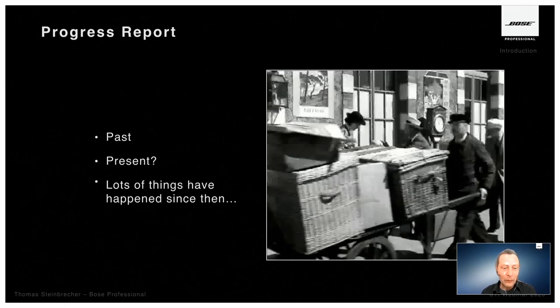Certainly lots of things have happened since 1953. And the question is, how is this going to evolve in the future? Is anything going to change? Because intelligibility is, of course, very important. It's important to entertain, to educate, to inform, and of course also to evacuate.